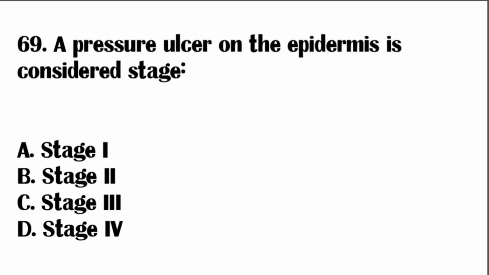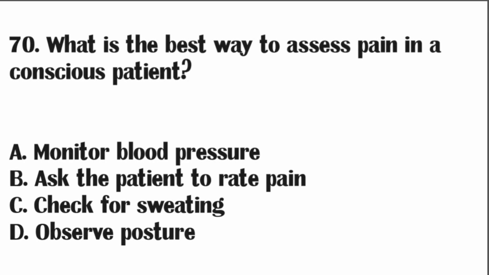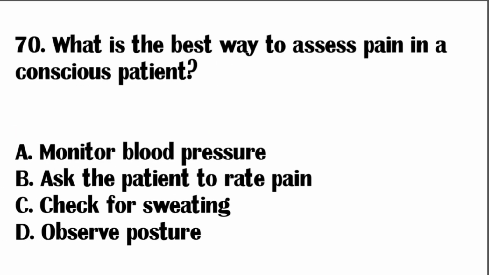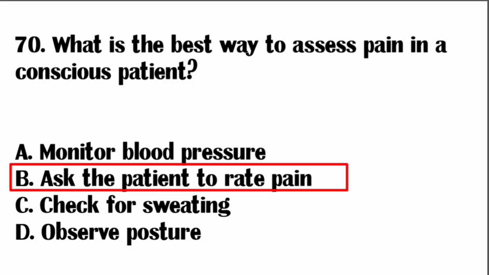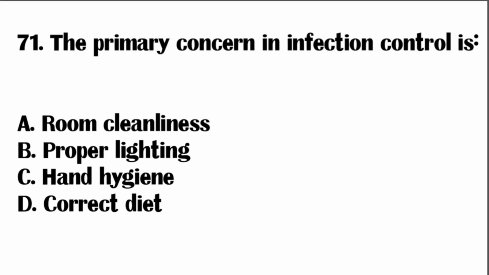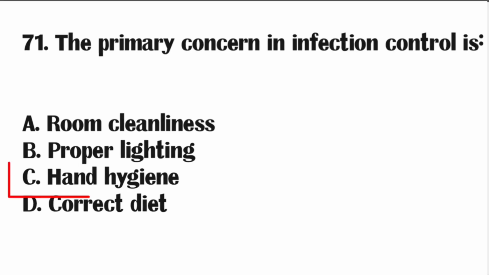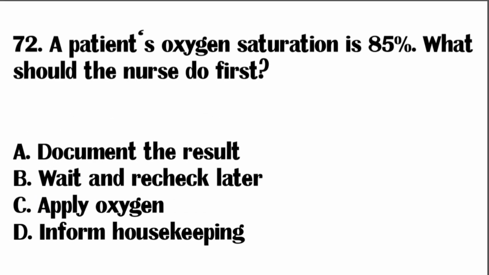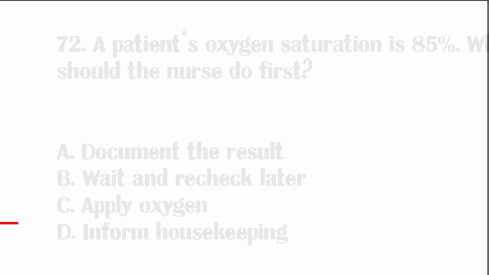Next question. A pressure ulcer on the epidermis is considered which stage? Correct answer: stage 1. Next question. What is the best way to assess pain in a conscious patient? Correct answer: ask the patient to rate pain. Next question. The primary concern in infection control? Correct answer: hand hygiene. Next question. A patient's oxygen saturation is 85%. What should the nurse do first? Correct answer: apply oxygen.